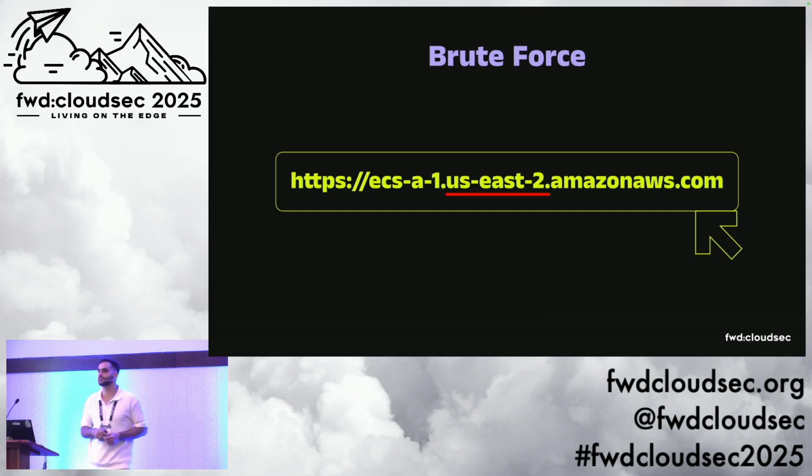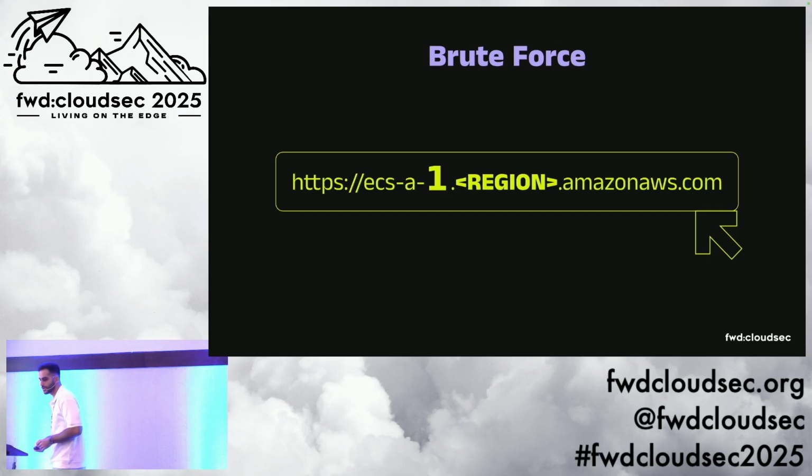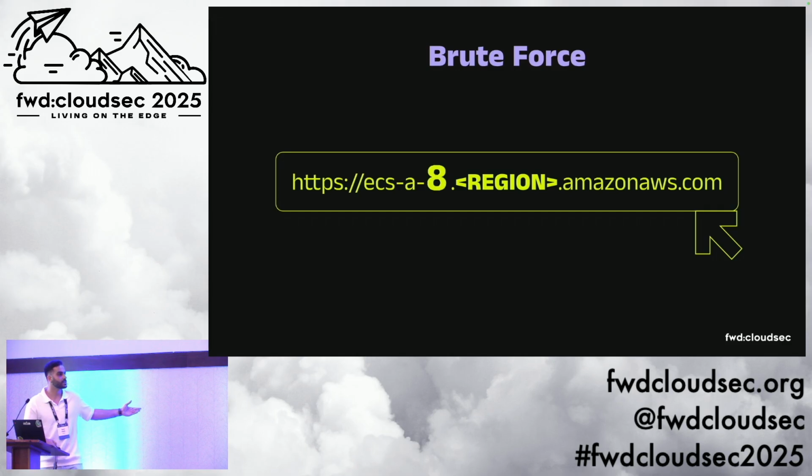Remember the URL that I showed you before? It has a unique structure. All of the things are essentially the same. The only thing that changes is the region and the backend server. The region we know, so we can use it. And for the backend server, we can just brute force and find out. So this is what I thought, and this is why I tried.